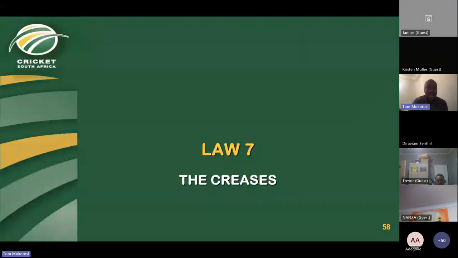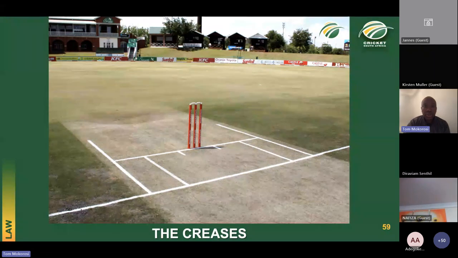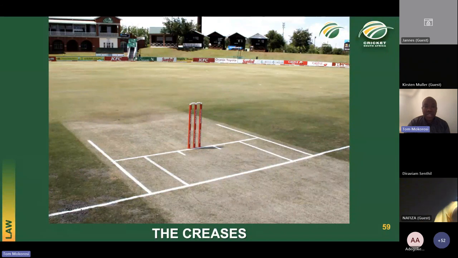So that is the pitch. And now we move on to the creases. And I did make reference to crease markings earlier. We shall now look into them in detail. So there's a picture of what used to be called Senwes Park in Potchefstroom. It's now known as the JB Marks Oval. And that is what a crease looks like for a limited overs match.